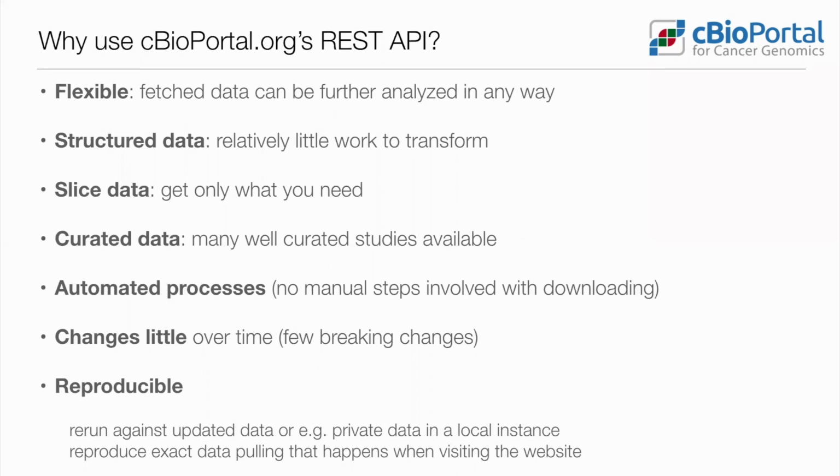The other thing that's neat is that you can reproduce the exact data pooling that happens when you visit the website. What I mean by that is, you can actually go to cBioPortal.org and maybe look at the OncoPrint or one of the other visualizations. You can then click on the network tab and figure out which API endpoints it's calling. And we will show that when we get to the coding part of this webinar.